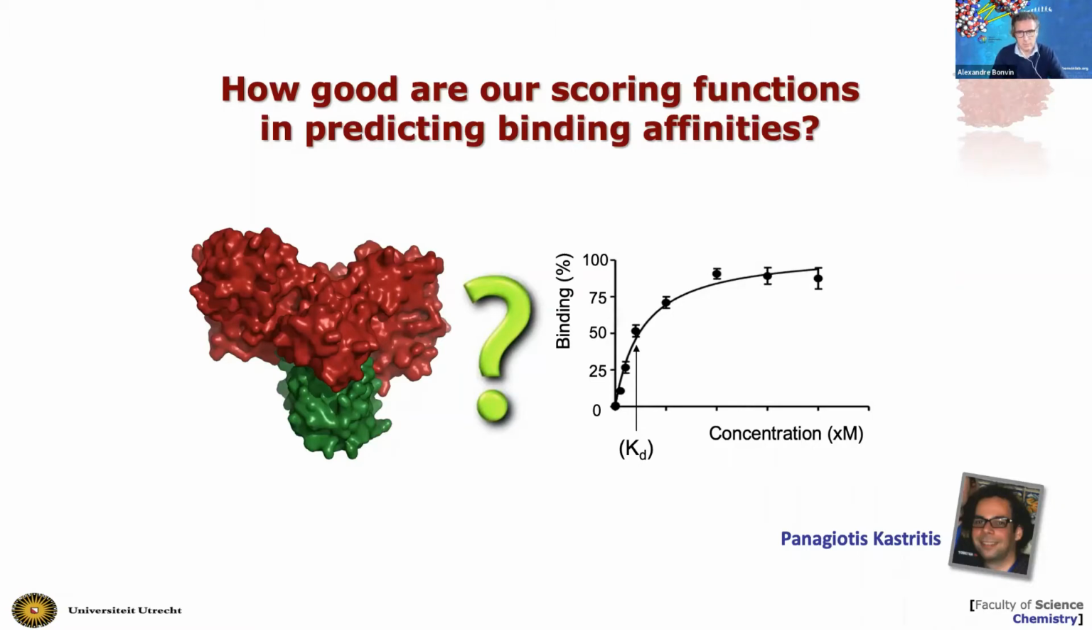So let's start simple. We're going to take crystal structures of complexes for which we know the binding affinity and try to assess if the scoring functions that we are using are able or not to predict correctly the binding affinity. So we have no structure problem. We have the perfect structure, assuming that the crystal structure is the perfect structure, and we just try to test our scoring function.